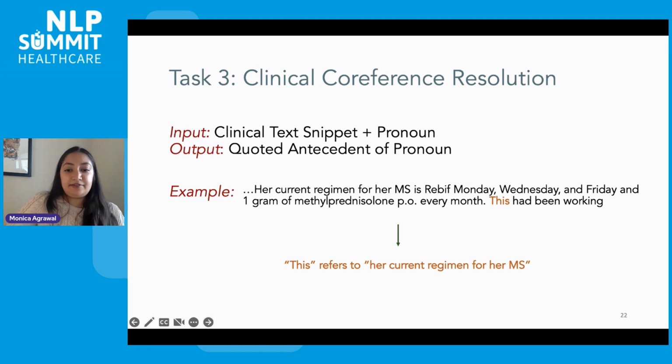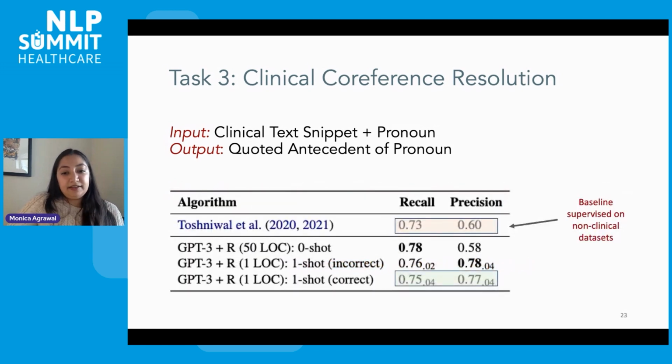And our goal is to understand that this is referring to the current regimen for MS. And this task is important for ensuring that in doing summarization, we understand what's being referenced at each time. And what we find is that GPT, shown in green, can greatly outperform a baseline that was supervised on many non-clinical data sets, and that we can do much better than we would do in the zero-shot case, where we don't use our guided approach.